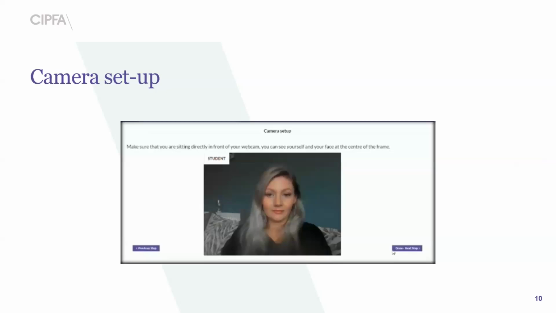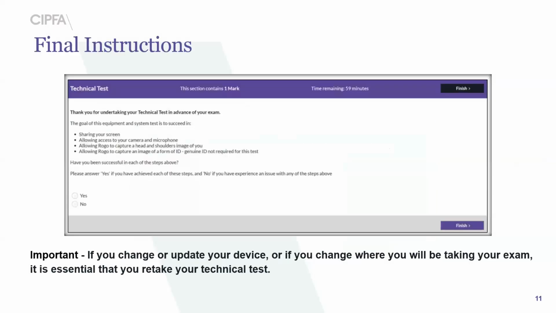And then the final, the camera setup. So just make sure you can see yourself. If you can't see yourself, it will just be a black square there. And then if you have been successful with each of those steps, you then click finish. Obviously, if you do take your exam in another environment, or you change or update your device, you will need to do another technical test just to make sure that everything is working.